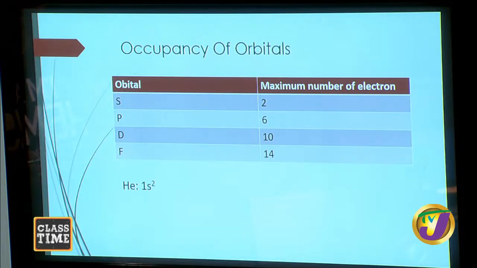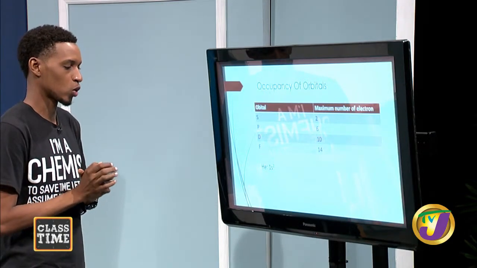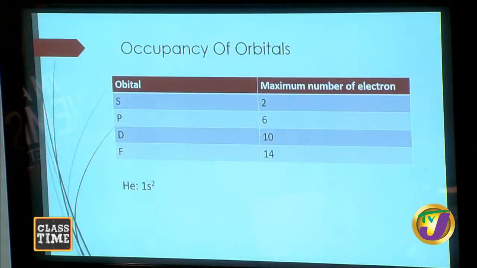The first number that you see represents the energy level that you're working with, the n level. So n in this case would be 1, the first energy level. The letter describes the orbital that the electrons are in. And the superscript with the number represents the amount of electrons within that orbital. So the electronic configuration of helium is 1s2.